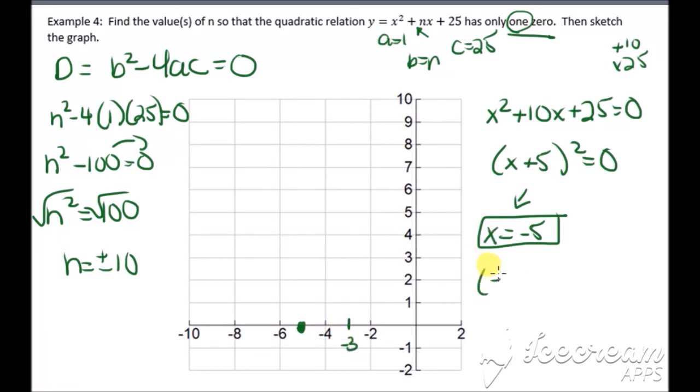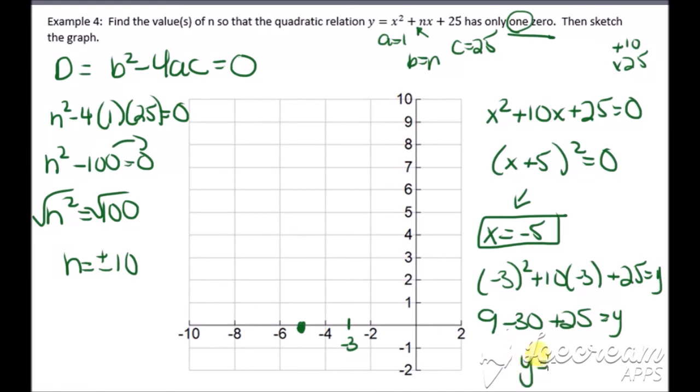Okay, so let's go -3 squared plus 10 times -3 plus 25. So this is 9 minus 30 plus 25, I get 4. Okay, so at -3, we're going to plot 4, and that means 2 units to the left, which is -5, we're also going to plot 4. And then we can go ahead and label this x squared plus 10x plus 25.